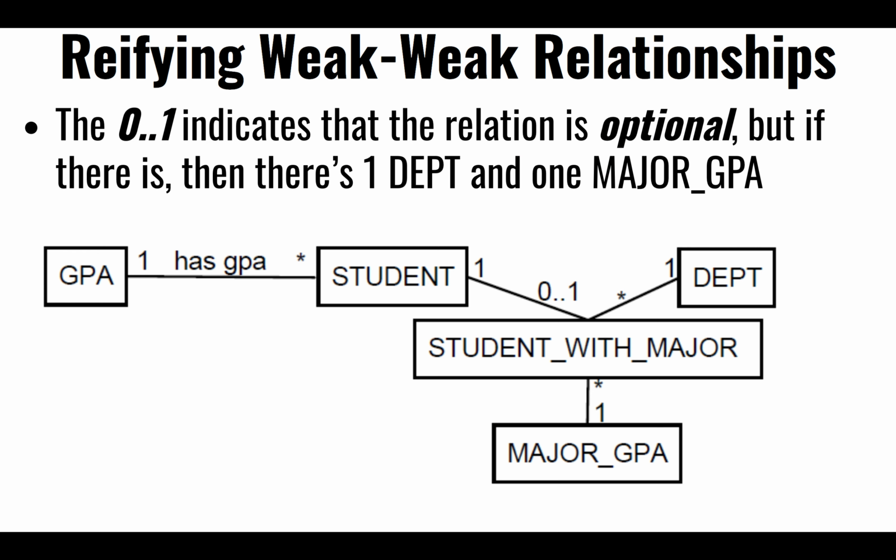The way to capture it is to have the optional marker over here between the student and the student with the major. We still have the reification, but notice that this 0, 1 means that maybe none of this exists. I might not have a record at all with the department, and I might not have a record at all with the GPA. If I am enrolled, then yes, I have both a reference to the department and a reference to the major GPA. So that's how you would capture that.